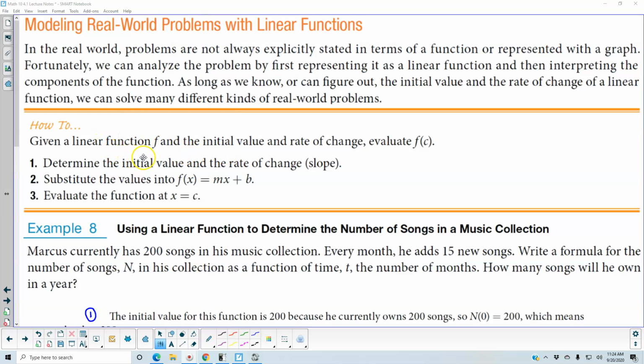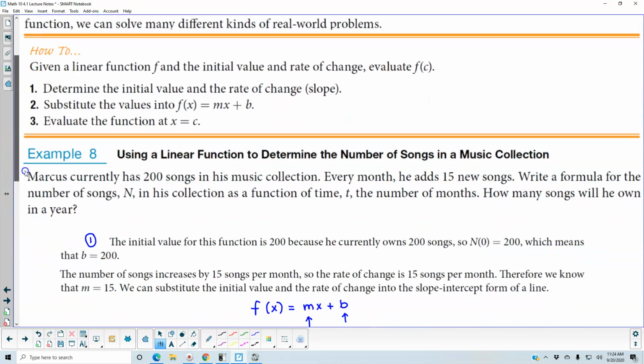Given a linear function f, an initial value and rate of change, evaluate f of c. Step 1. We determine the initial value and the rate of change, which is the slope. We're going to substitute those values into f of x, which is equal to mx plus b. And then we're going to evaluate the function at x equals c.